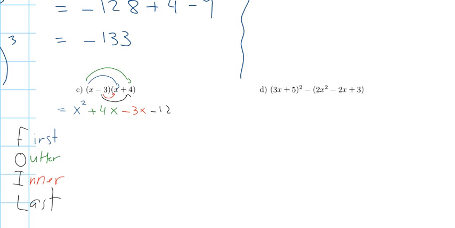Once I do the FOIL, then I have to collect like terms because it's not only I expand and then simplify. Do I have like terms in this case? I have 4x minus 3x. They're like terms because they have the same letter and they have the same exponent. So in this case, if I add these like terms, so that's going to be x squared plus 1x minus 12.